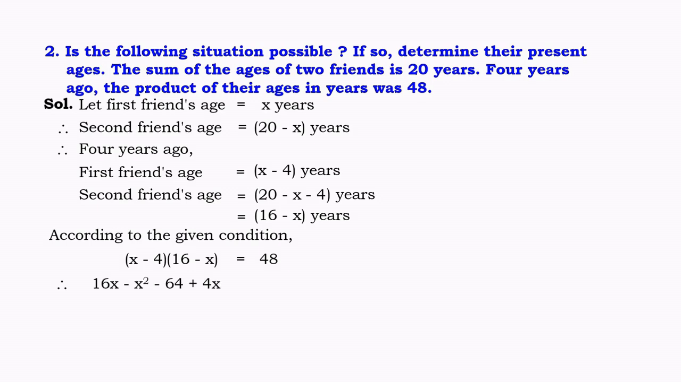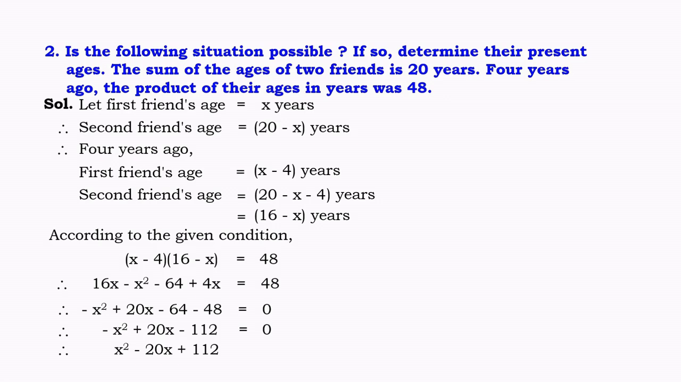Now let us simplify this equation. Expanding the brackets, we get 16x minus x squared minus 64 plus 4x equals 48. Combining like terms gives negative x squared plus 20x minus 64 equals 48. Bringing all the terms to one side, we get negative x squared plus 20x minus 112 equals 0. Multiplying both sides by negative 1, we obtain x squared minus 20x plus 112 equals 0.